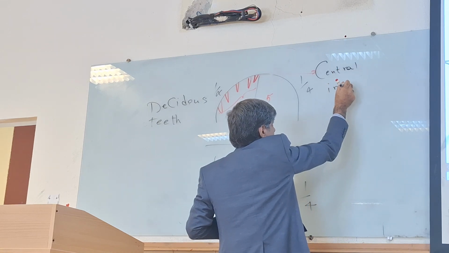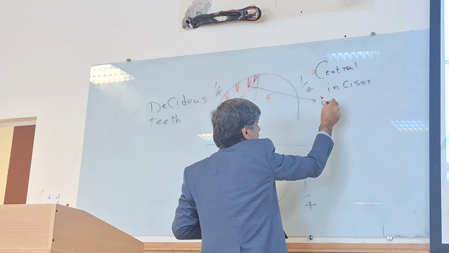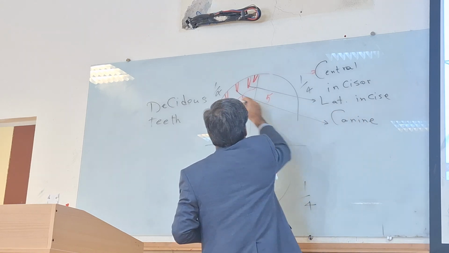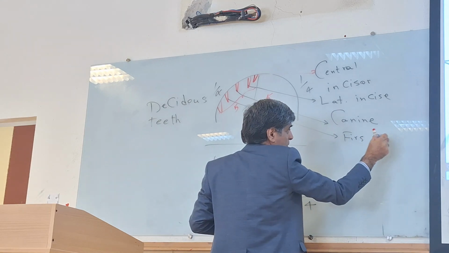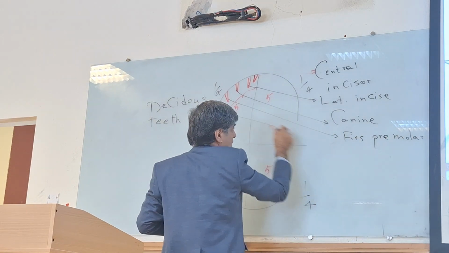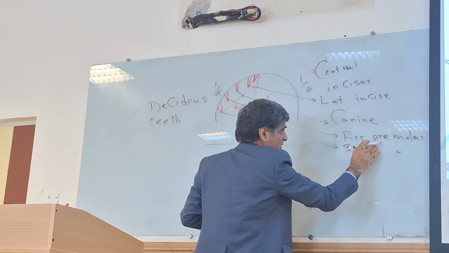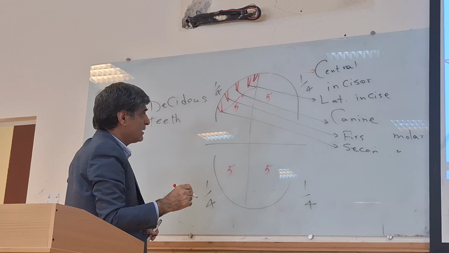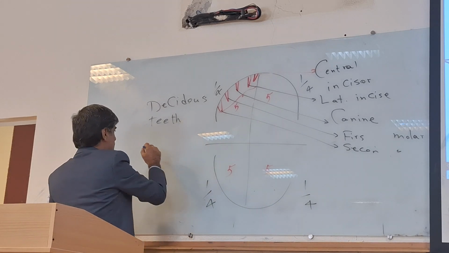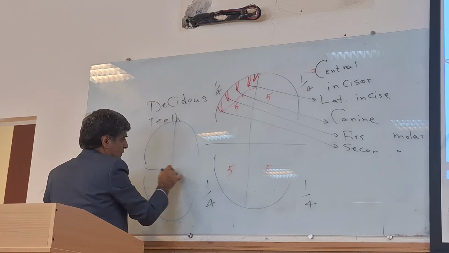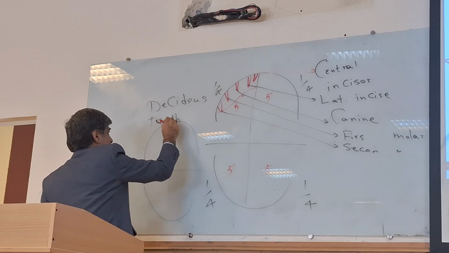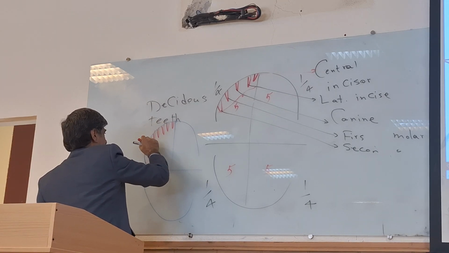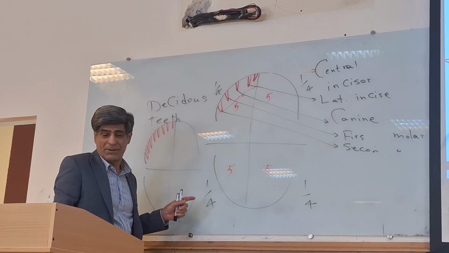Central incisor, lateral incisor, canine, first premolar, second premolar, and molar. For permanent teeth, the same parts: central incisor, lateral incisor, canine, first premolar, second premolar, first molar, second molar, third molar. Okay? Permanent.